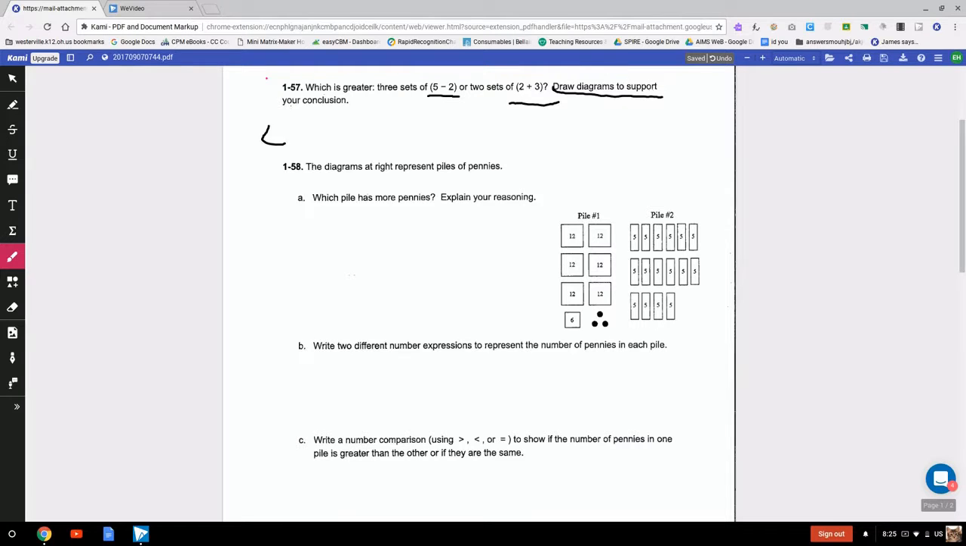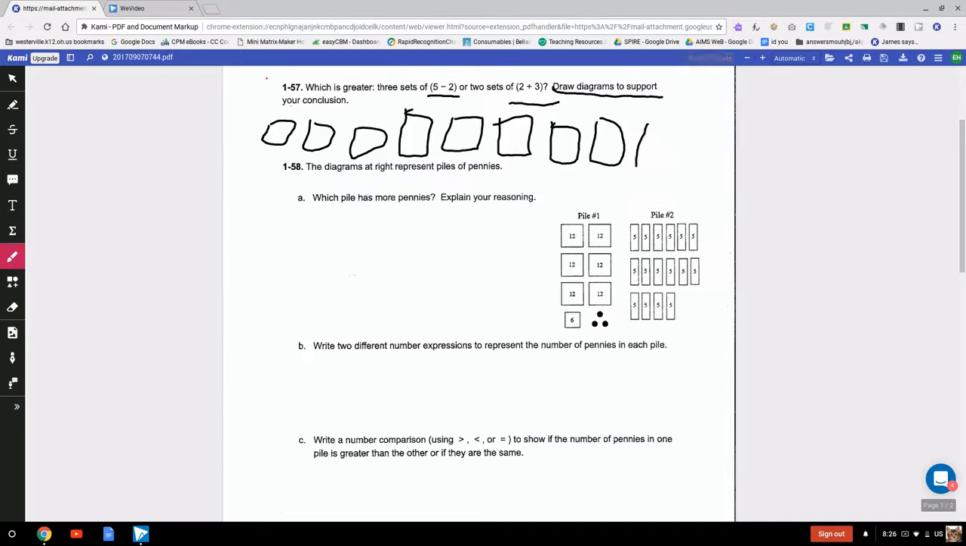So you can just draw three sets of three. I know these are terrible little pictures, drawing with the fingers, but there's one, there's two, and I know it takes up too much space, but there's three sets of three right there. So that's 9. You can just draw with dots too if you want. And then do your two sets of 2 plus 3 and you'll know which one's greater.